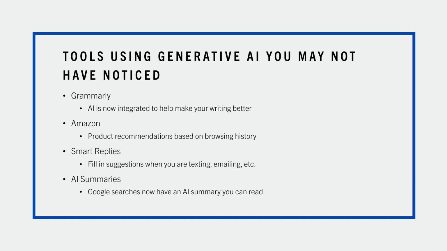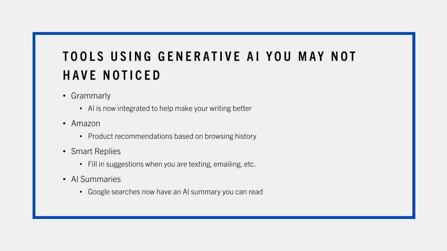There are many tools these days that use generative AI, and you might not have even noticed it. First up is Grammarly. Grammarly is a tool to help you have better grammar and to make your writing sound better. Grammarly is now using AI integrated into the tool to enhance your writing even more. Next up is Amazon. Whenever you go on Amazon, you normally get product recommendations. Amazon has been using AI to make these product recommendations based on your browsing history.